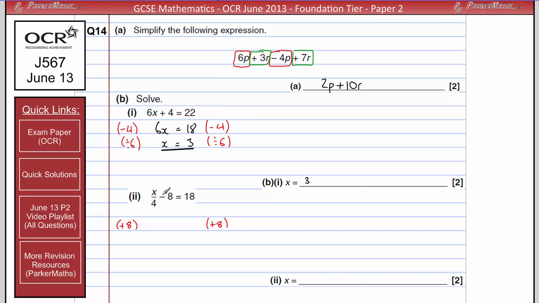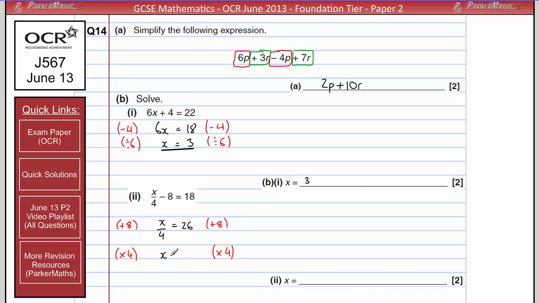So adding 8 to this side cancels out minus 8. So I'm left with x over 4. I've got to add 8 to this side though, and that gives me 26. Here, at the moment, I've got x divided by 4. To undo that, I need to multiply by 4. Multiplying by 4 on this side will undo the divide by 4, and I get left with x.